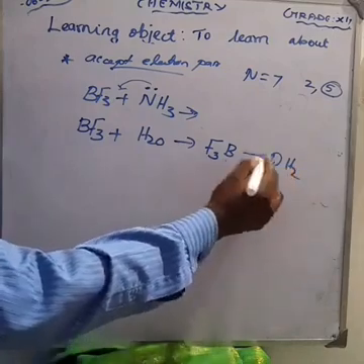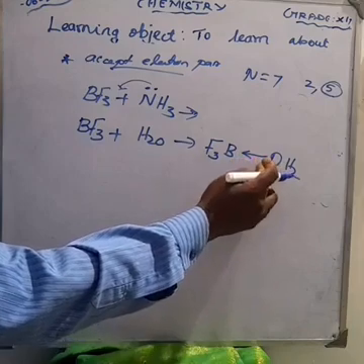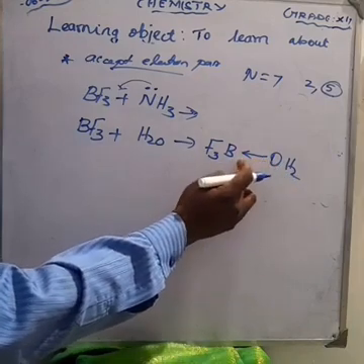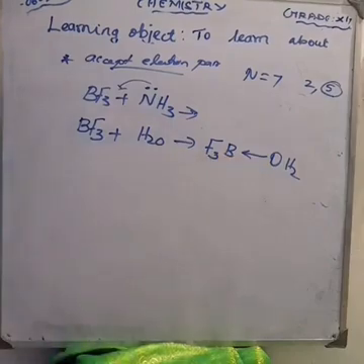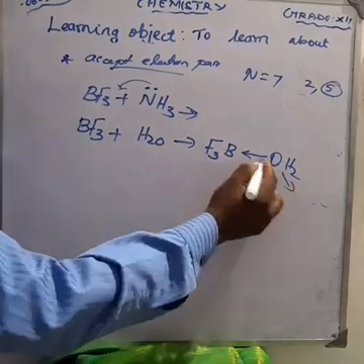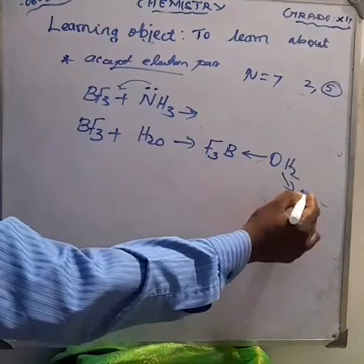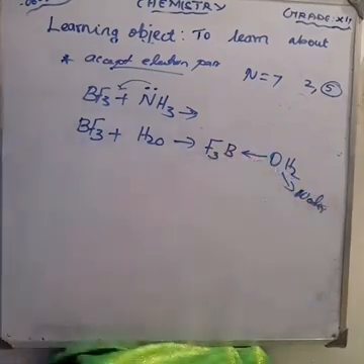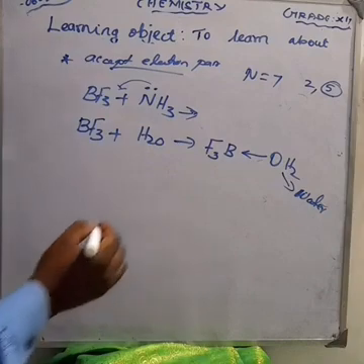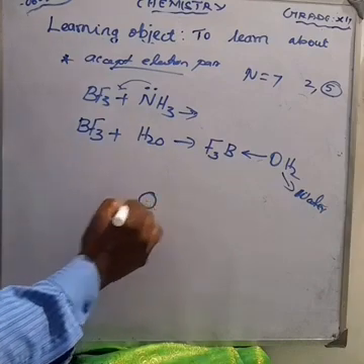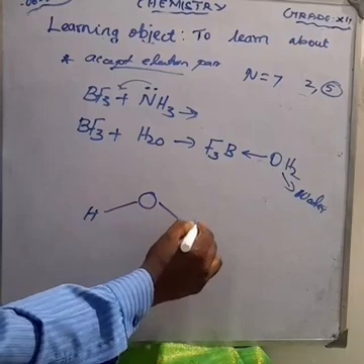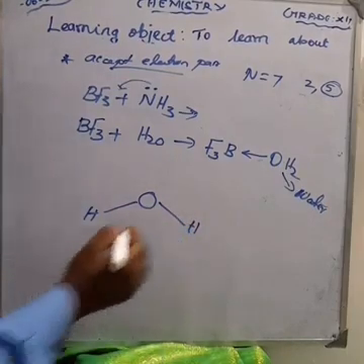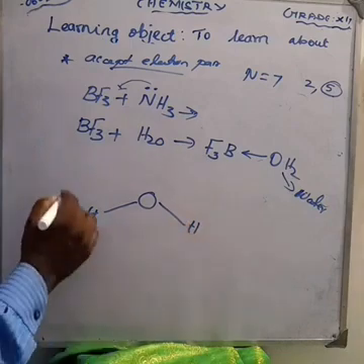Here, why we are writing this is because from the water, oxygen donates a pair of electrons to boron. That means oxygen donates 2 electrons to boron. One pair of electrons means 2. Am I right? So what is the shape of water? Bent shape. It's oxygen, hydrogen, hydrogen. What is the atomic number of hydrogen? 1.